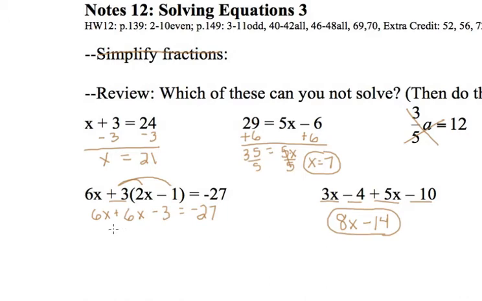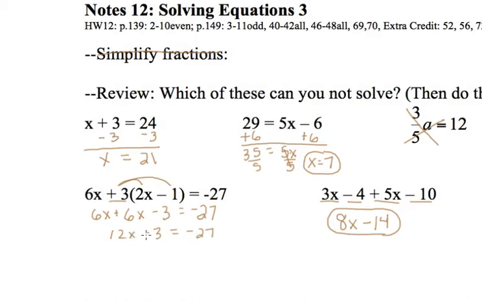Now that we've distributed, we need to add like terms. Remember, an equation is just two expressions set equal to one another. So this expression can be simplified. 6x plus 6x is 12x. Now that I have both my expressions simplified, now I can solve.